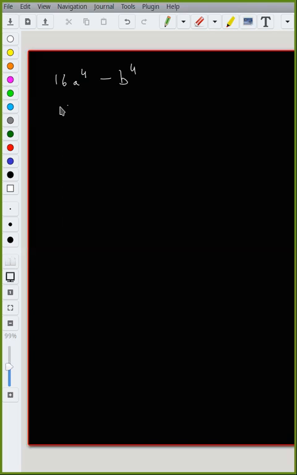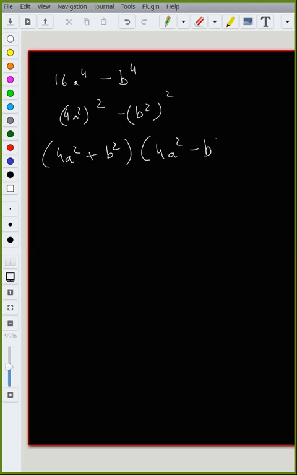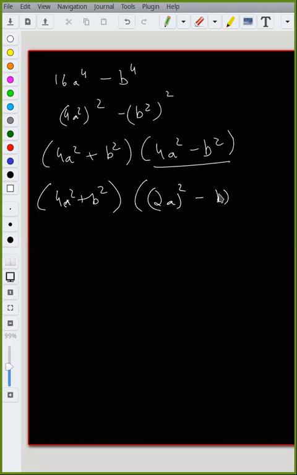So 4a square whole square minus b square whole square. Then, which will be 4a square plus b square multiplied by 4a square minus b square. So how did you get 4ab outside? That was a mistake. Then what do we do? 4a square plus b square itself, right? Can I write this further as 2a the whole thing squared minus b squared?